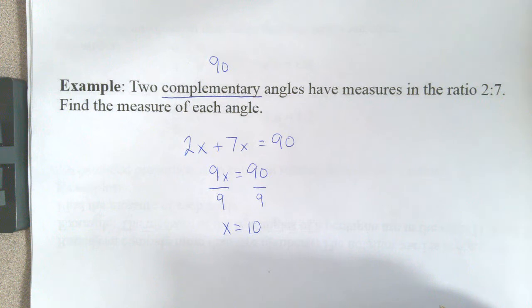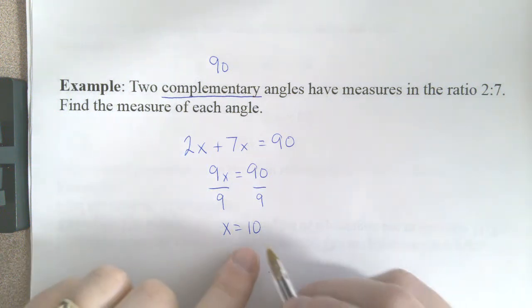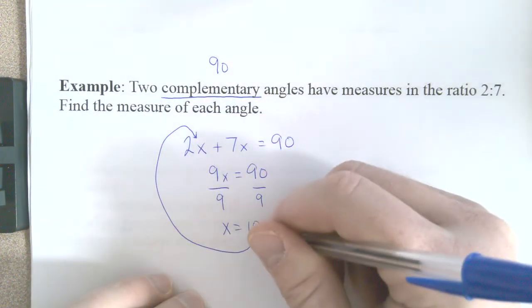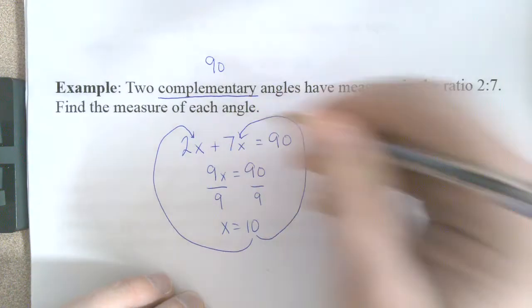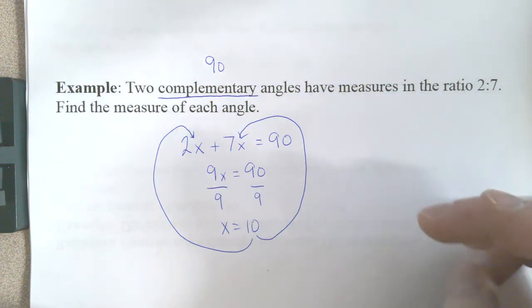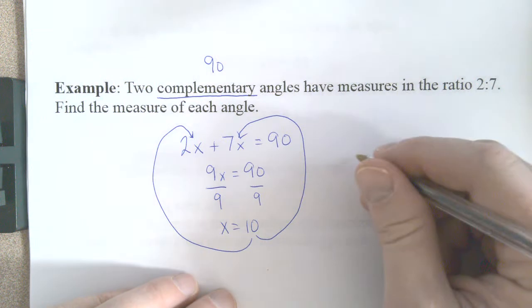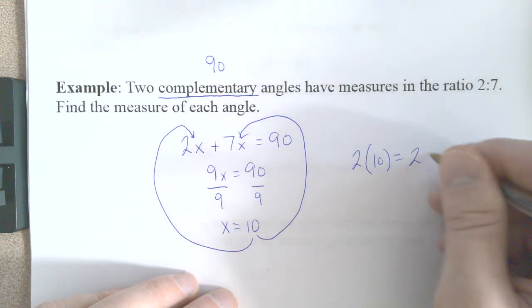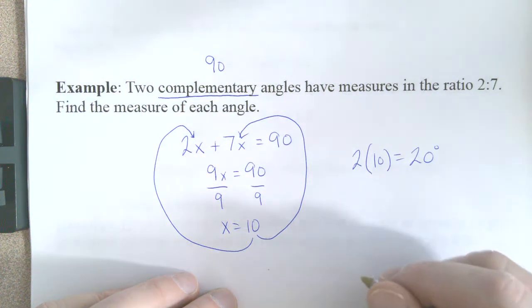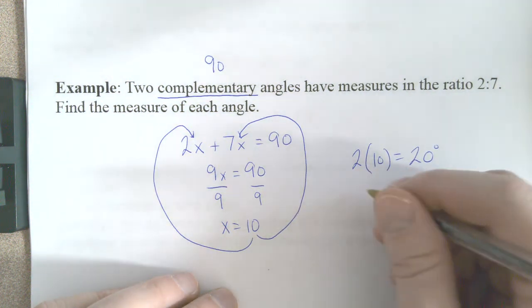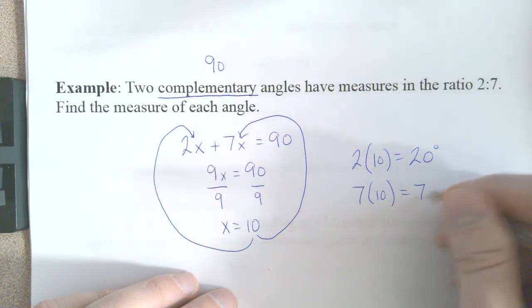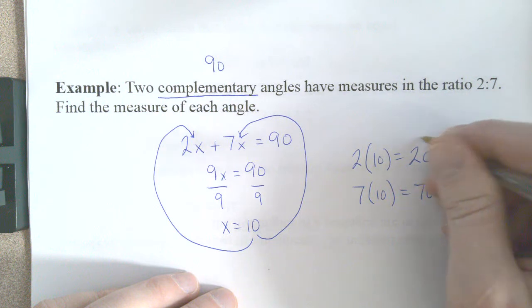Now the question's asking us to find the measure of each angle. So what we're going to do is take the 10 and plug it back in for x. So if I do 2 times x, or 2 times 10, one angle is going to be 20 degrees. And then I do 7 times x, which is 7 times 10. That gives me 70 degrees.